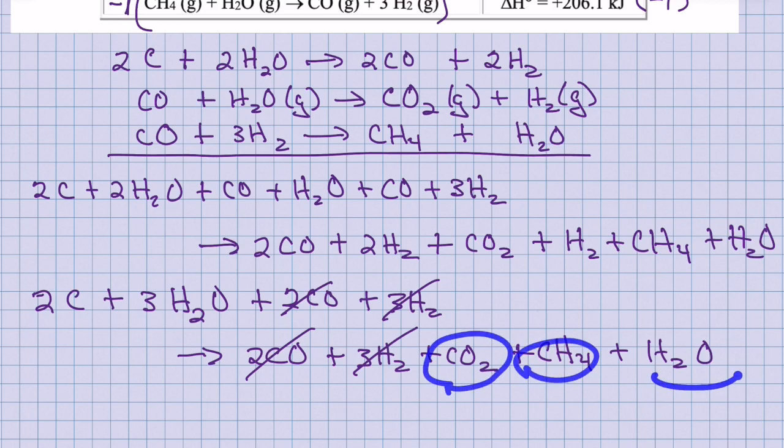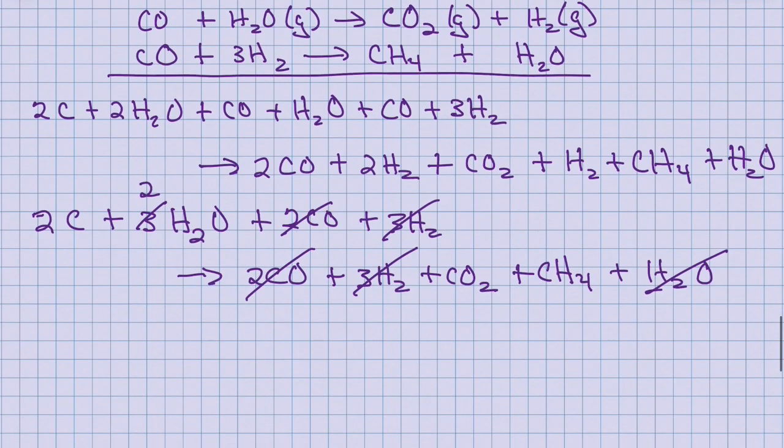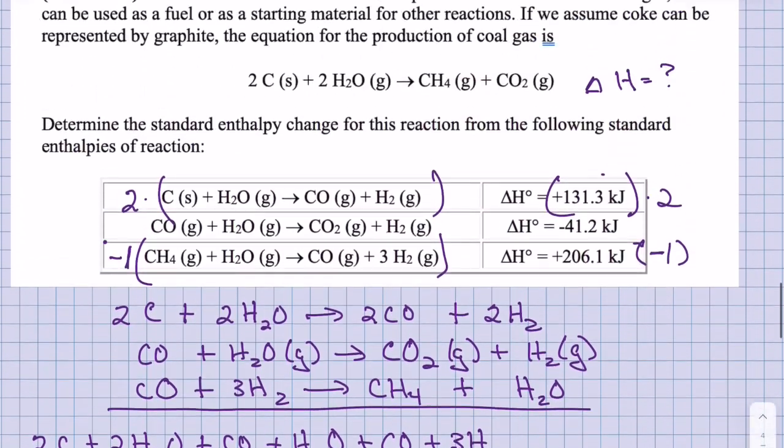methane, and I've got H2O, but I notice I've got 3 H2Os here and 1 H2O here. So one of them cancels out on both sides, and that's going to leave 2 H2Os for that. All right, so let's rewrite that. So now I've got 2 carbons plus 2 H2Os on the reactant side, plus CO2 plus CH4 on the product side, and that's the reaction we're shooting for.